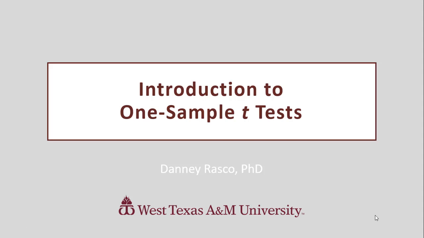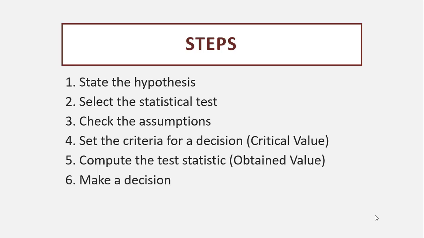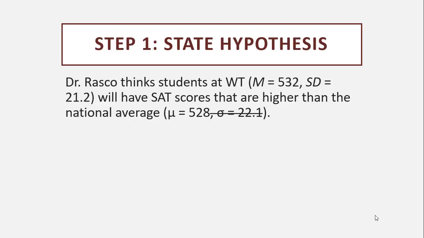Today we're talking about the one sample t-test. And with each test, we're going to keep using these 6 steps as we walk through it. So we're going to state the hypothesis, select the statistical test, check the assumptions, set the criteria, compute the test statistic, and then make a decision.